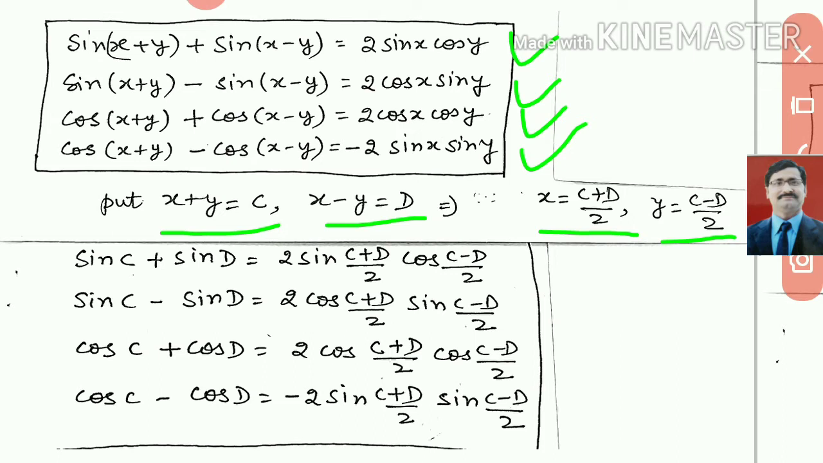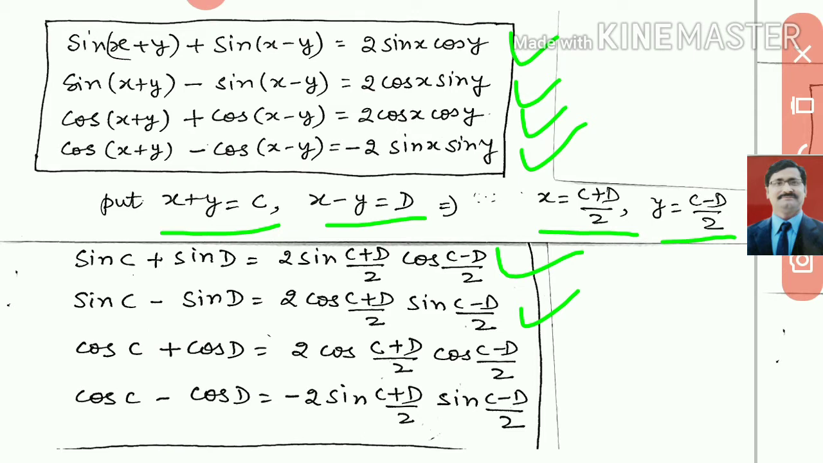Okay, so this value you will put here. What we get: the first formula converts into sin c plus sin d equal to 2 sin (c plus d)/2 cos (c minus d)/2. And the second formula will change into sin c minus sin d equal to 2 cos (c plus d)/2 sin (c minus d)/2.